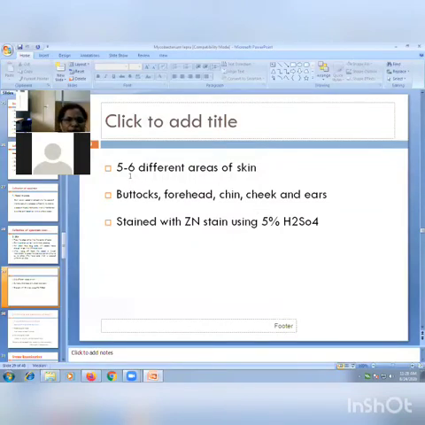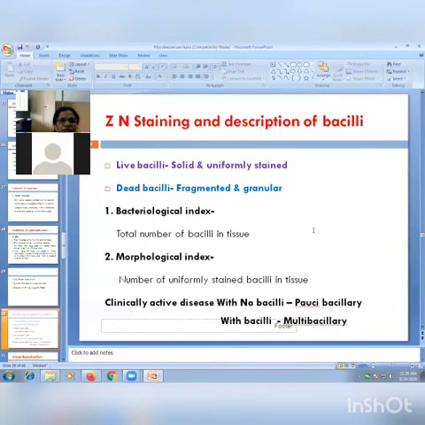The sample should be collected from different sites, 5 to 6 different areas should be examined, because from some lesions bacilli are not there. From other lesions we can see and demonstrate the bacilli. So these are the various sites from where we can collect the sample: buttock, forehead, chin, cheek, and ear lobe. These are stained with ZN staining, that is 5% H2SO4.